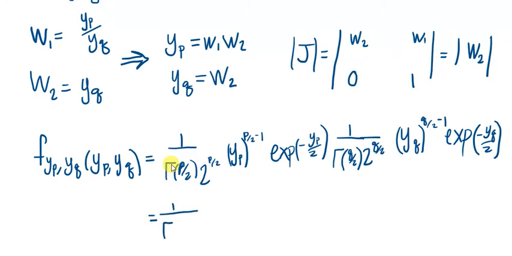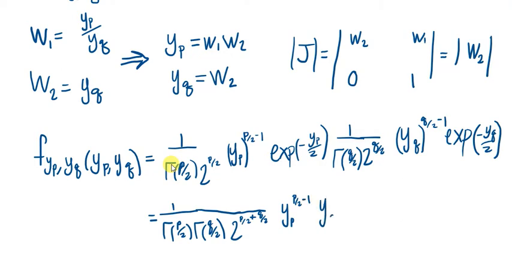1 over gamma p over 2, gamma q over 2, 2 to the power of p over 2 plus q over 2, Y sub p to the power of p over 2 minus 1, Y sub q to the power of q over 2 minus 1, e to the power of negative Y_p plus Y_q, and all of this is in parentheses, divided by 2.